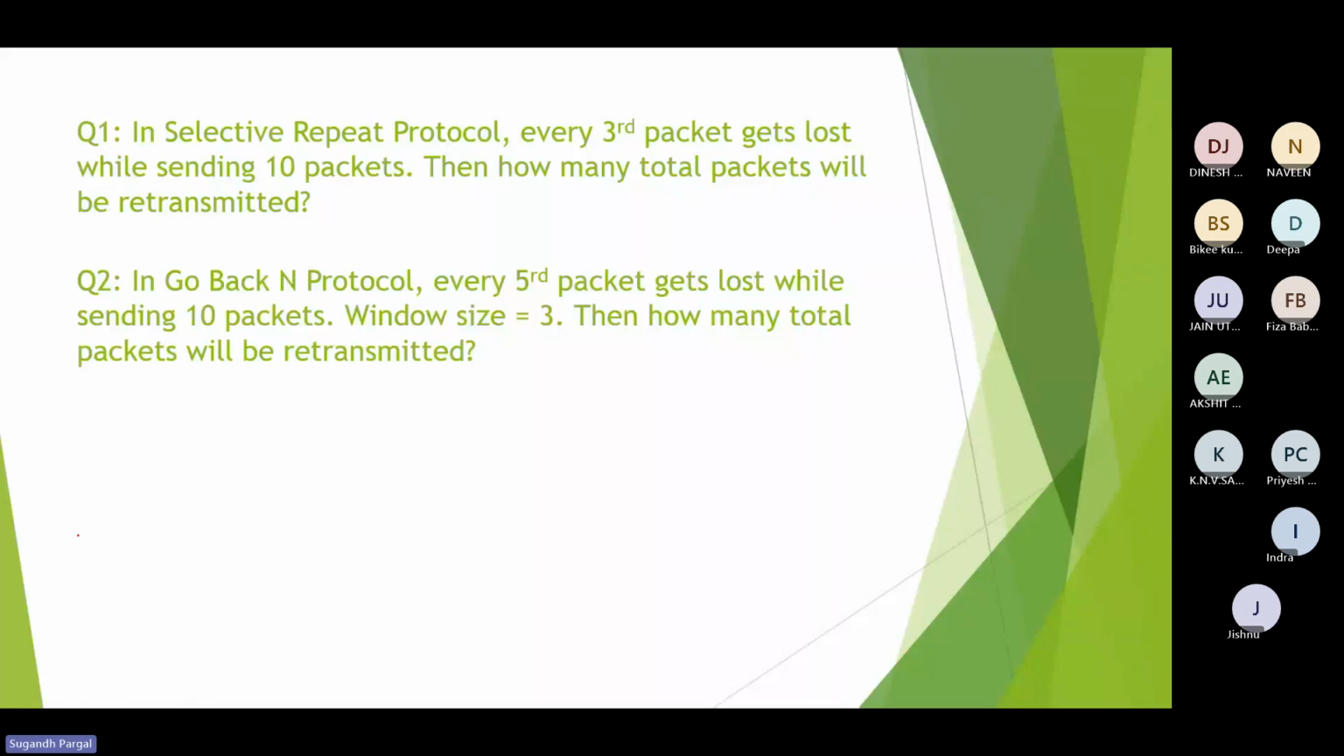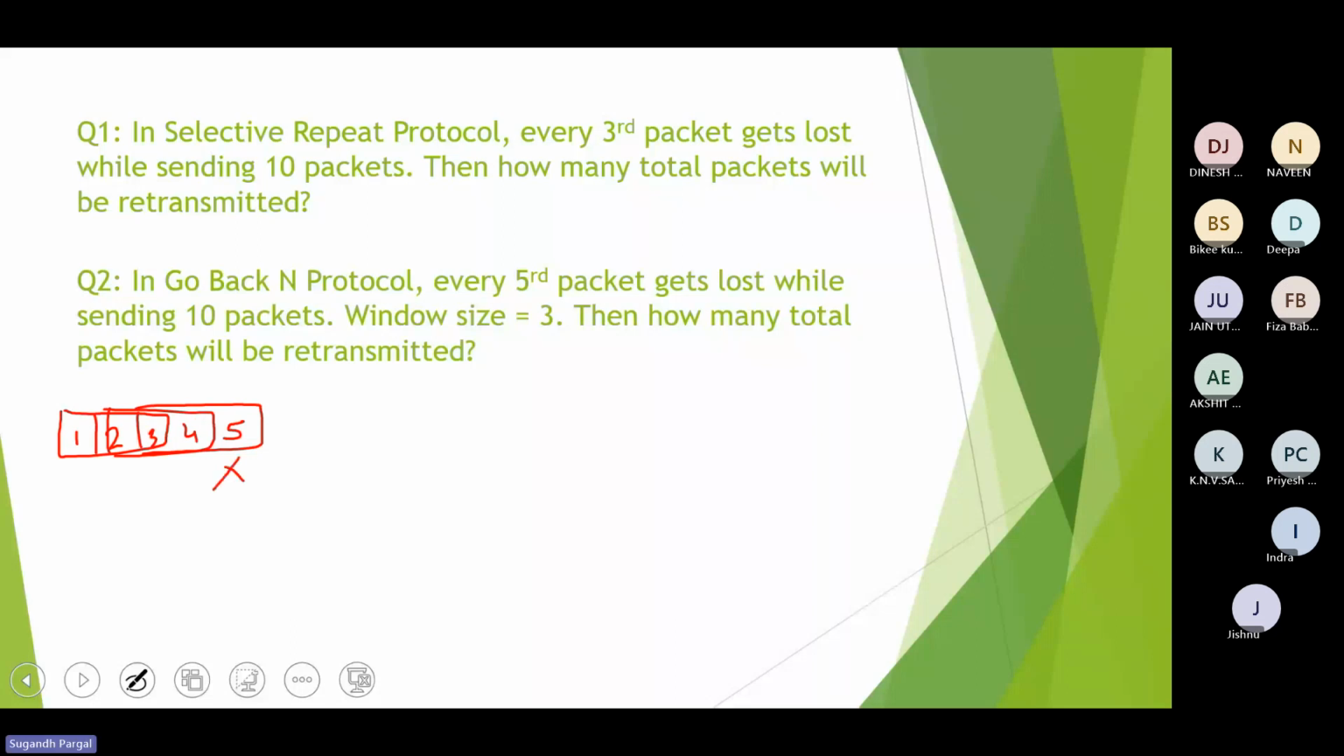So the solution is as follows. There is a sliding window of 3. So it will first send packets 1, 2, and 3. Then the first is sent, it will slide the window and send the fourth one. Then it will again slide the window and send the fifth one. So at this time, 5 packets are sent, and the fifth one gets dropped.